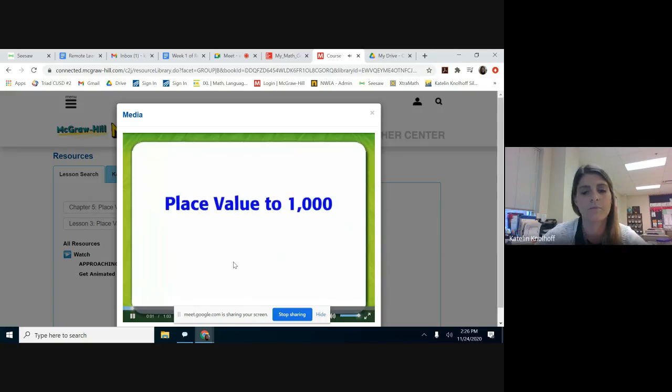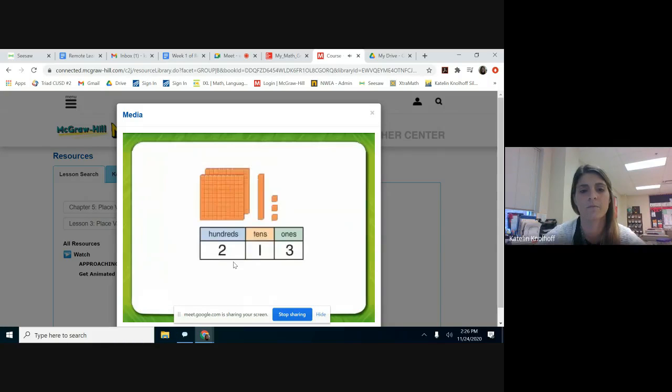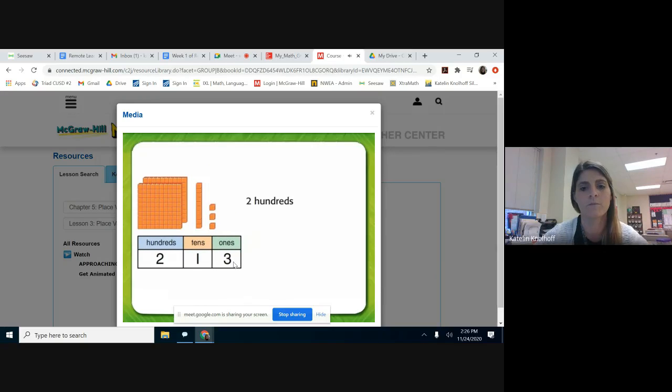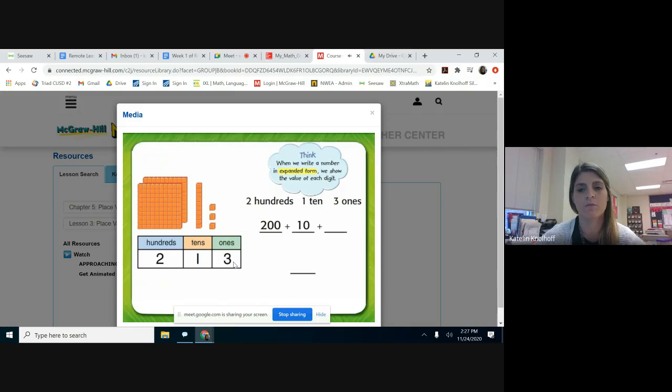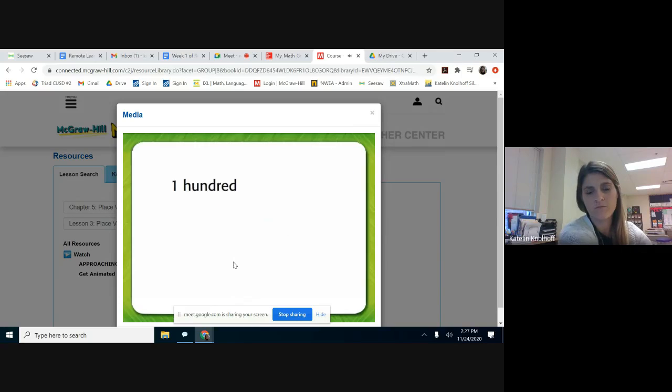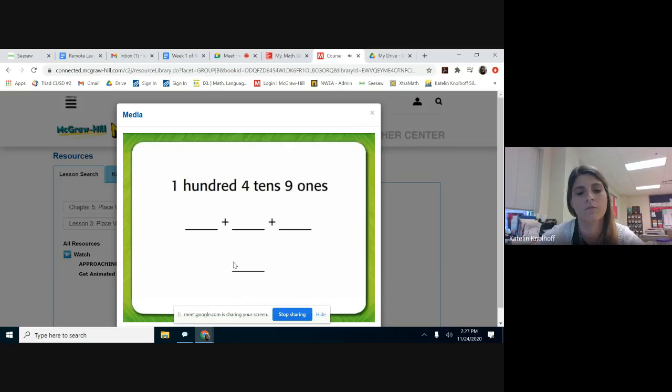Place value to 1,000. Place value tells the value of a digit in a number. 213 has 2 hundreds, 1 ten, and 3 ones. When we write a number in expanded form, we show the value of each digit. 200 plus 10 plus 3 is 213. Let's write 1 hundred, 4 tens, and 9 ones in expanded form.